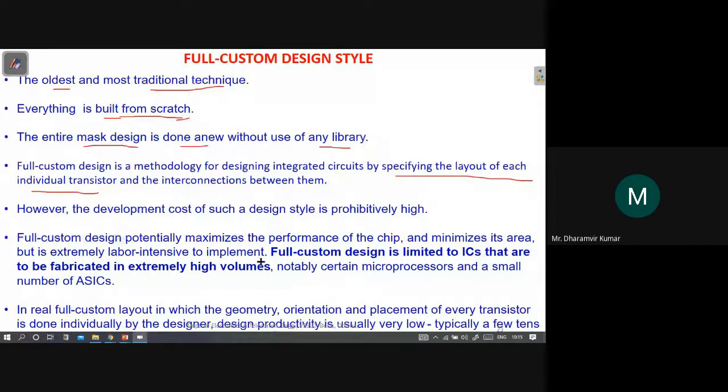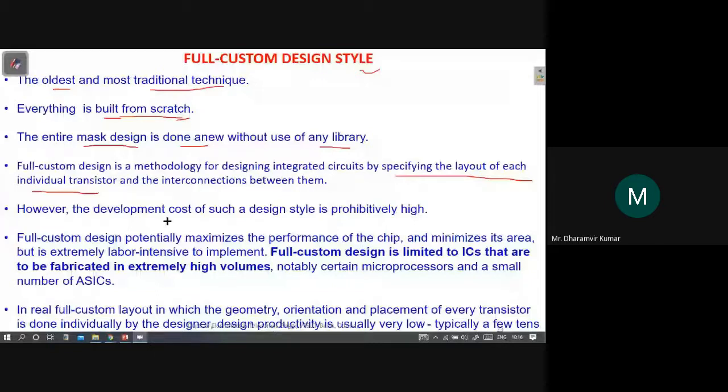In this full custom design style, since everything is built from zero level, the development cost of such a design style is very high. It takes a huge amount of money for developing a system under this design style, because everything is built from scratch, right?